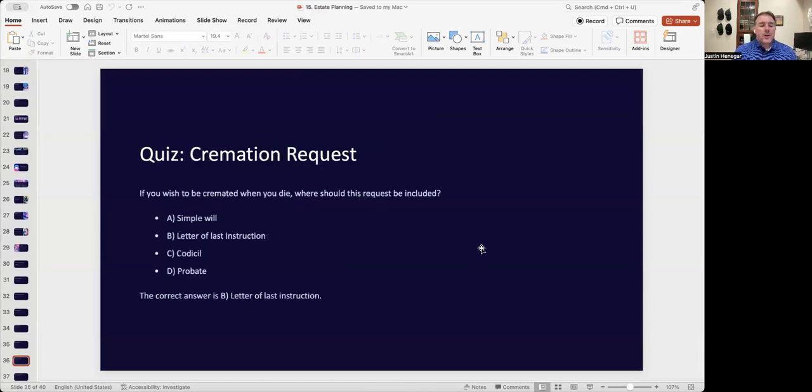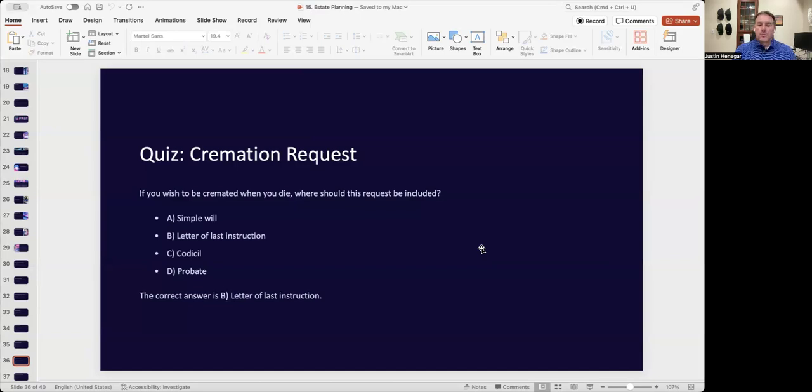If you wish to be cremated when you die, where should this request be included? A simple will. Okay, a will doesn't have anything to do with how the person's body is taken care of after their death. Okay, what about a letter of last instruction? Yes, these are going to be instructions, again, in many cases assigned to a spouse or perhaps the person who is going to be taking care of the will. Just, hey, here are some things I would like.